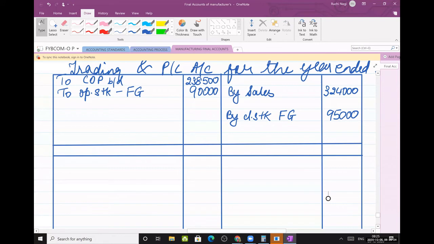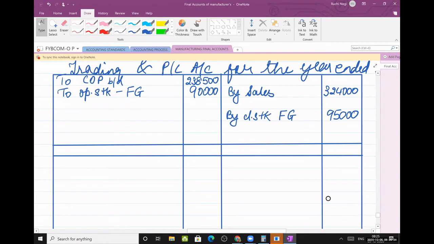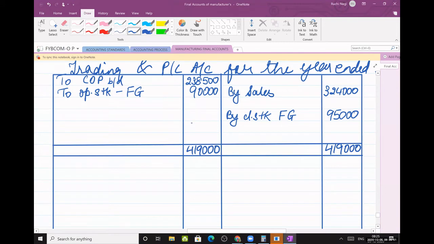3,24,000 plus 95,000 is 4,19,000. Check this side also. This side is more, so the side requires 4,19,000. My answer is 90,500. This is my gross profit, 90,500. This is called gross profit. Gross profit carried down.